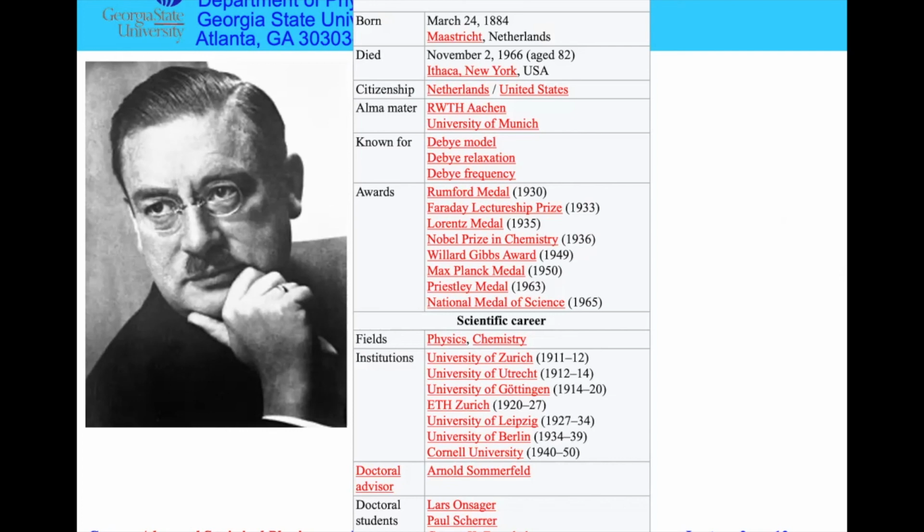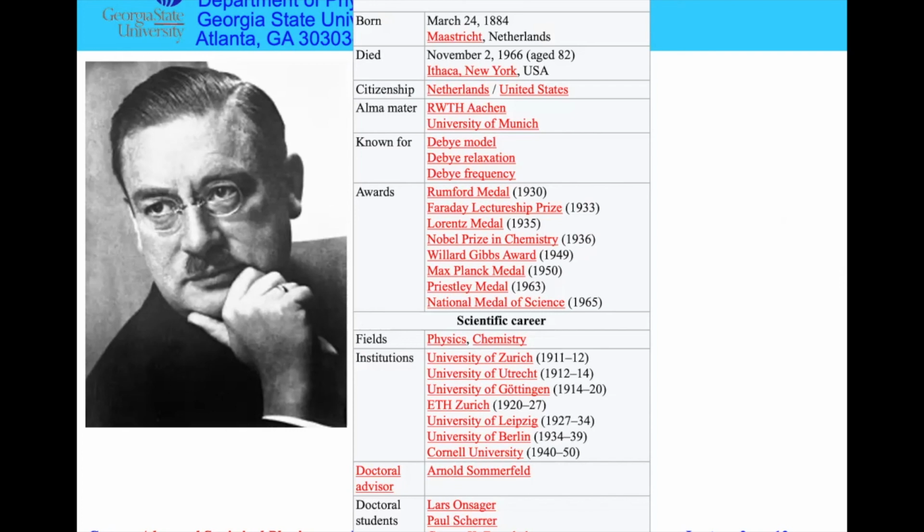His fields are physics and chemistry, and he worked in numerous institutions in Europe. He changed them regularly and frequently. University of Zurich, Switzerland. Utrecht, the Netherlands. Göttingen is one of the premier universities in Germany. ETH Zurich, a technical university in Zurich. The University of Leipzig, Germany. Zurich, of course, is Switzerland. Leipzig, Germany. University of Berlin, Germany.